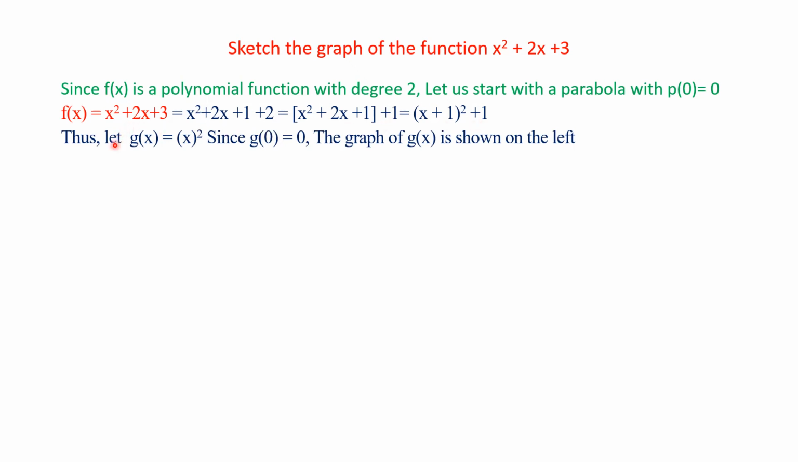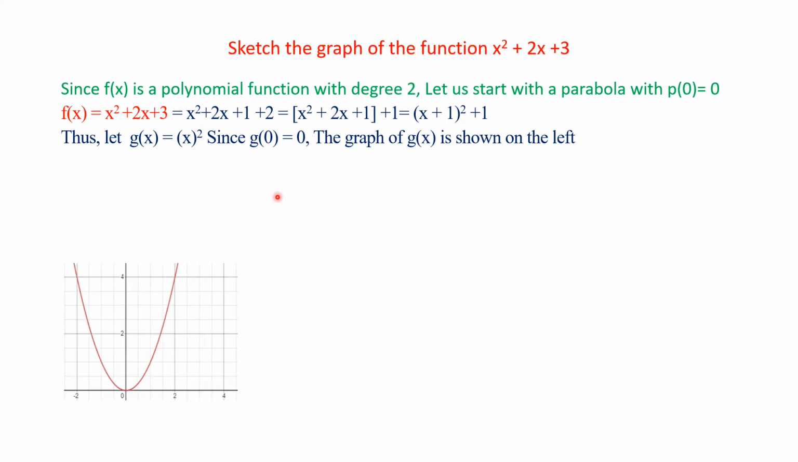Thus, let g of x equal x to the power 2. We can see that g of x satisfies the condition that we put over here, which is p of 0 should be equal to 0. So here g of 0 is equal to 0. Thus, the graph of g of x is shown on the left hand side. It's easy, that's just the graph of the parabola, which satisfies g of x equal to x squared. Now let's go to the next step.